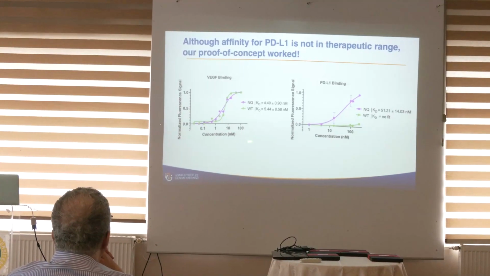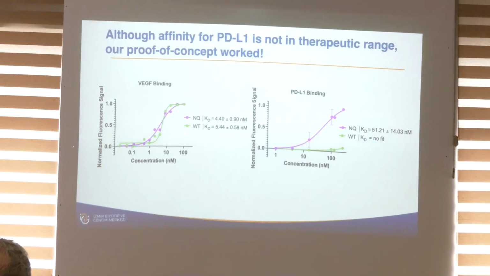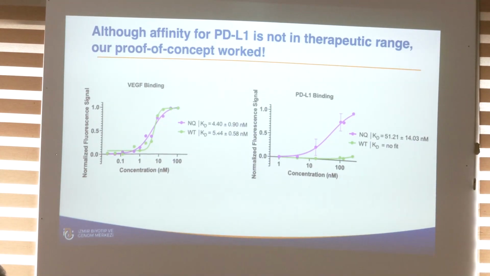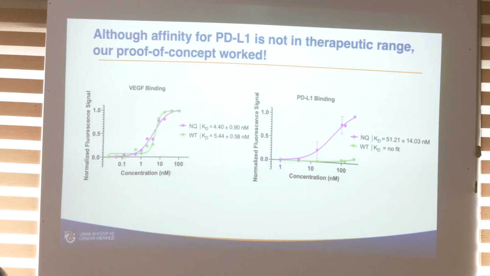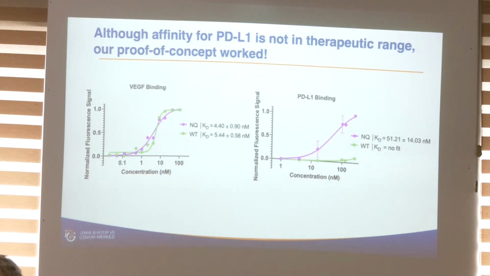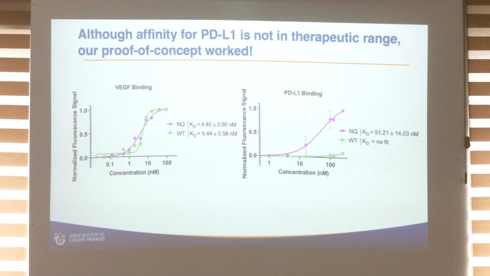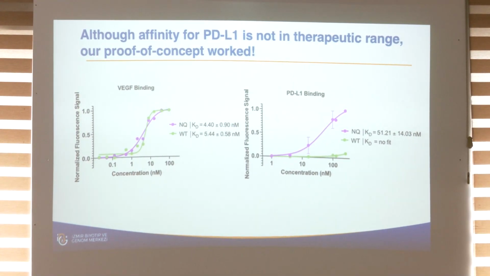And here are the KD values, and we also used flow cytometry for those. As I said before, for the wild type we were around 5 nanomolar KD, and for the NQ mutant it is in the same range. With SPR, the wild type was around 2 nanomolar, 1.8 as I remember. So they are in the same range, and we didn't lose VEGF affinity at all.